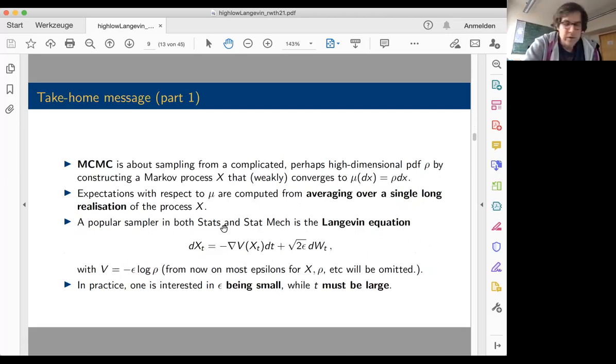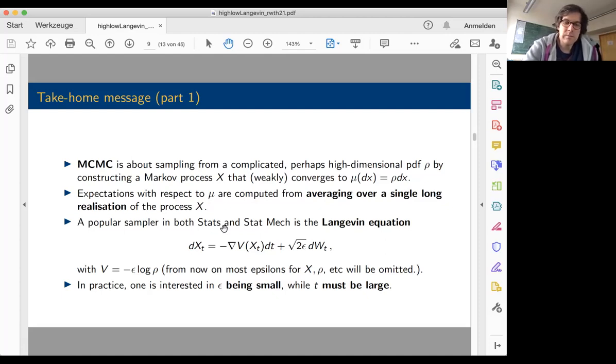The most important thing is yet to come. But what you should keep in mind is that this Markov chain Monte Carlo is simply a tool to sample from complicated multimodal probability distributions using some Markov process that weakly converges to this measure. And I want to compute these expectations by exploiting ergodicity, which means I average over one very long realization of my process. Typically, people in molecular dynamics or statistical mechanics like this Langevin equation because it has a nice physical interpretation, as a gradient flow.